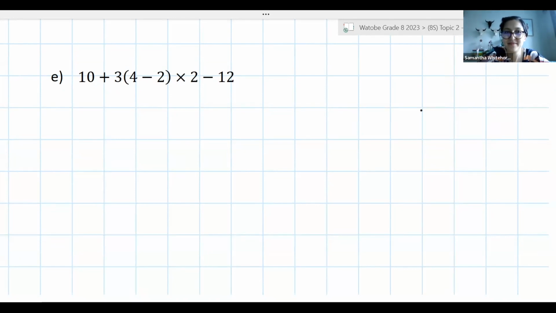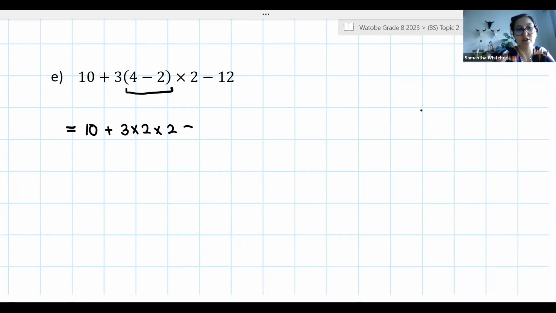Miss, since it's BODMAS, we'd like to start with the brackets first. Wonderful. So what do I do? Well, 4 minus 2 will be 2. And then since there's nothing in between the brackets and the 3, we'll multiply 10 plus 3 with what's in the brackets. Okay, so just be careful. That addition needs to happen right at the end. So we want to do all of this multiplication in the middle first before we do the addition or subtraction.